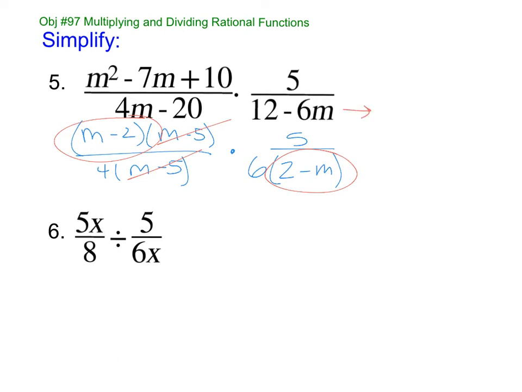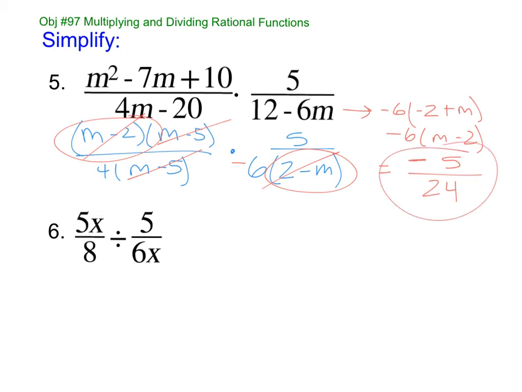Imagine here if instead of taking out a 6, I took out -6. That would leave me with -2 plus m, which is -6 times m minus 2. So when you cancel and they're reversed, you're just going to throw a negative into the problem. So they cancel to -1 instead of +1. So we are left with a 5 on top and 24 on the bottom, and then we need to throw a negative somewhere into the problem. It doesn't matter where. I usually put my negatives on top.